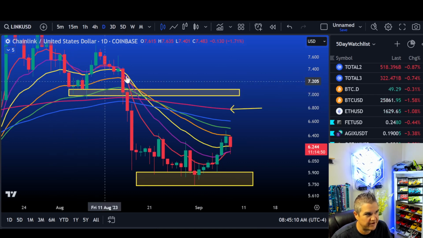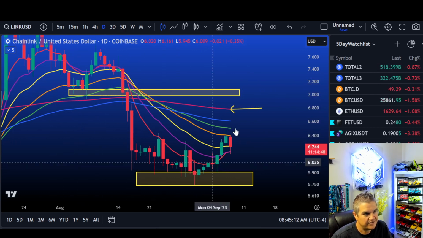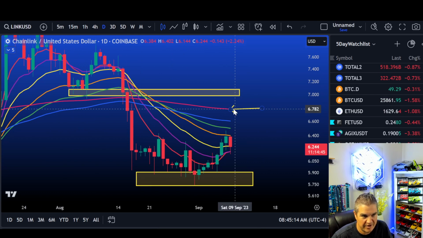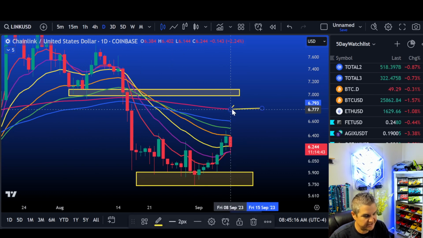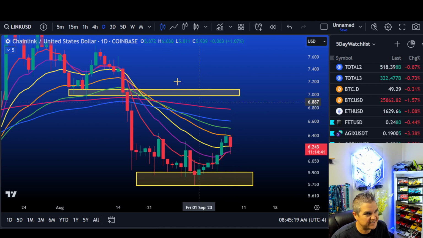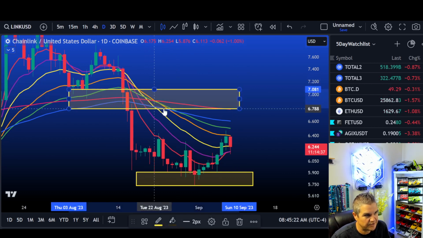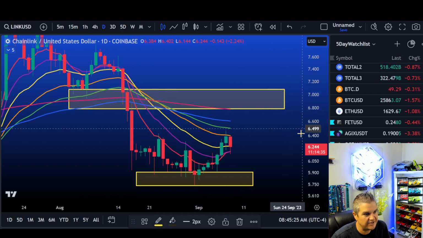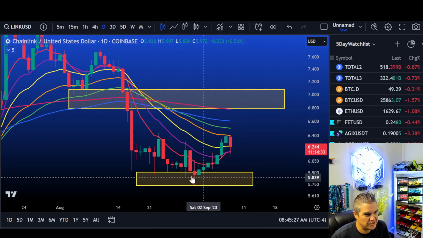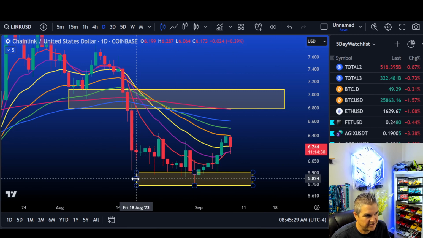Previous kind of support, right? We held this up here, broke through it. So if we get back up here again, it would likely be a resistance. So we have our resistance zone between, I would say, 680 and that $7 area right in there. So there's our resistance. You can drag that out, right? Our support zone, pretty weak in here, right?